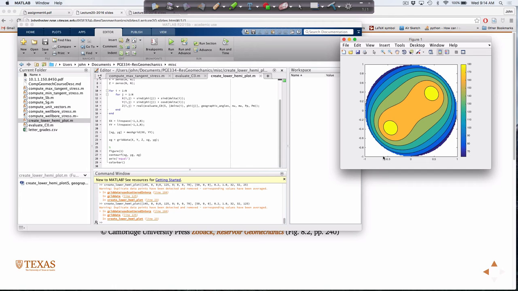No, these are your areas of most likely breakouts, right? I see what your question is, vertical versus horizontal. Yes, exactly. So if you're drilling perfectly horizontal, you're okay. That is sometimes an option, right? You can just deviate.